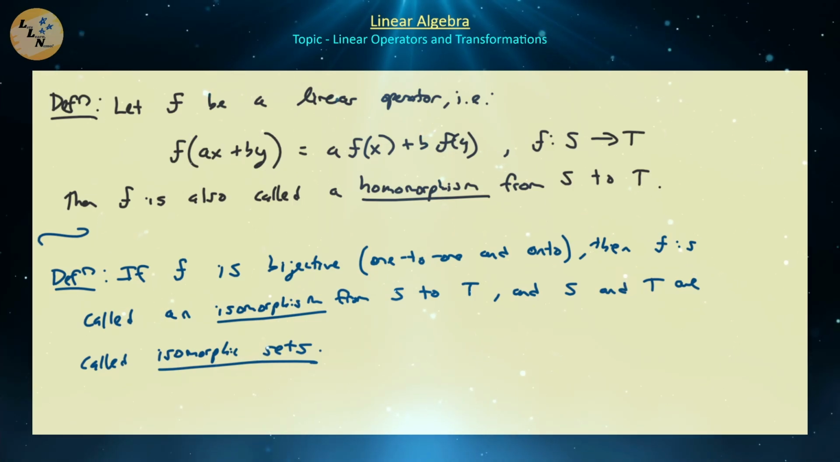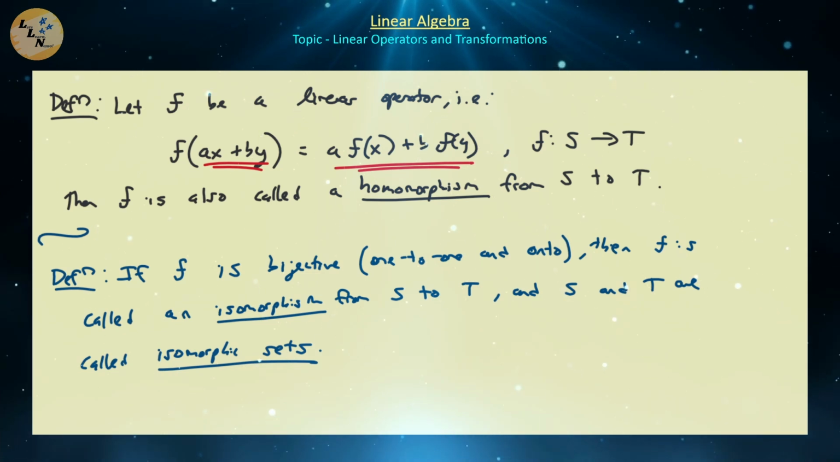Before I close out with the last example of a nonlinear operator, I just want to give a couple definitions of terminology that is often used with linear operators. So let's assume that, for example, f is indeed a linear operator, i.e. it transforms this vector in some space S and turns it into this other vector of that particular structure in the space T. Then sometimes f is also called a homomorphism from S to T.